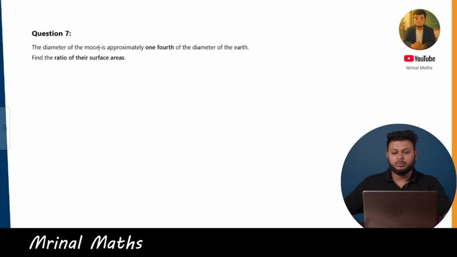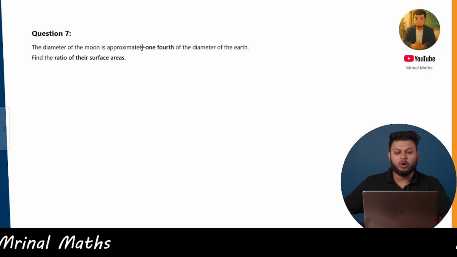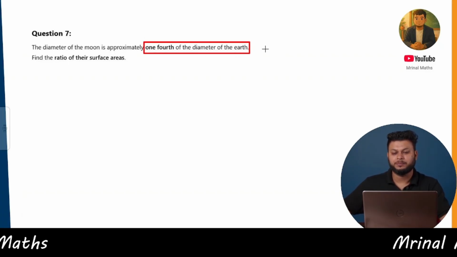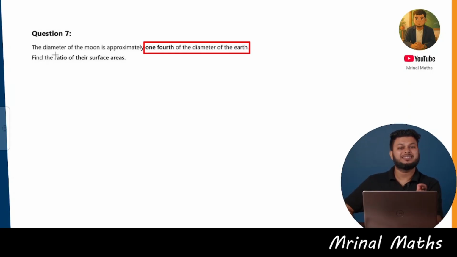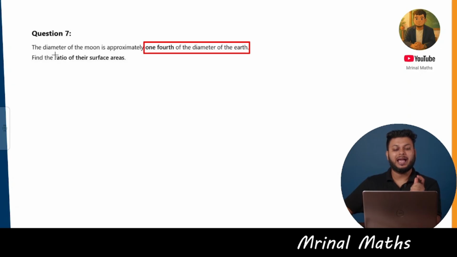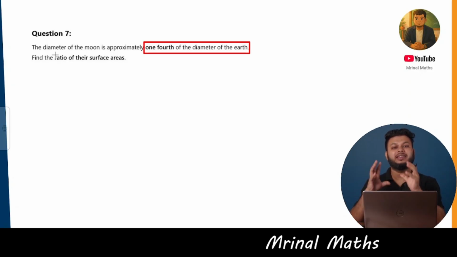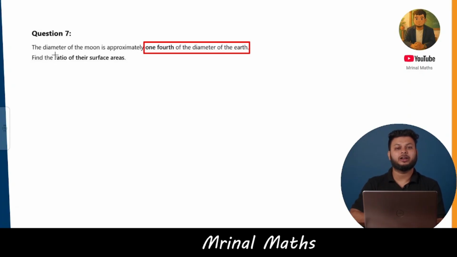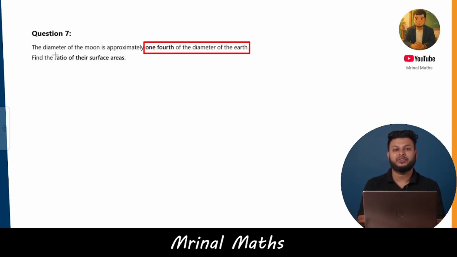The diameter of the moon is approximately 1/4 of the diameter of the earth. Now this is very important instruction. Find the ratio of their surface area. Now you understand it's about the moon and the earth. Both are in the shape of a sphere. They are asking us to compare or find the ratio of their surface area.